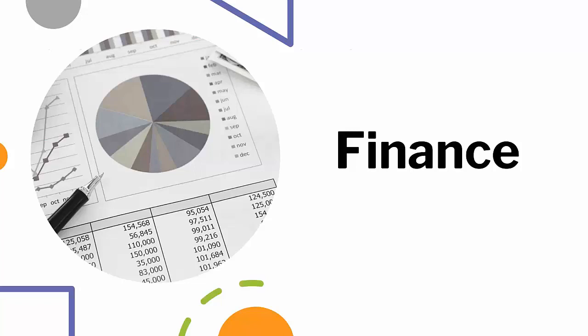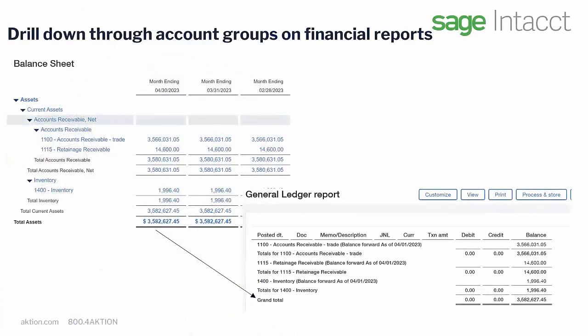Now I want to discuss more about the new enhancements specifically in finance. To analyze your data even quicker and have better insights on your financials, you now have the capability to drill down specifically through account groups on your financial reports. Anything that has a blue hyperlink within your reports, you can drill down to get a more granular view on where those numbers are coming from.